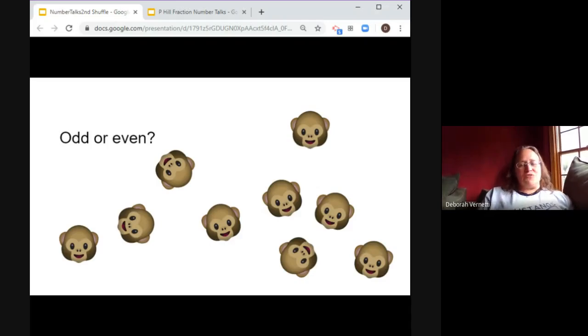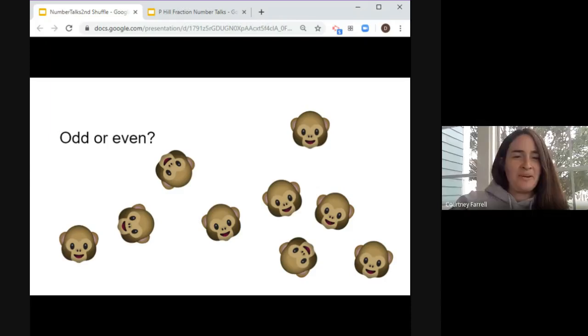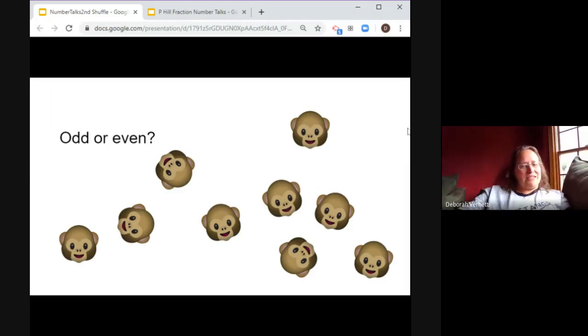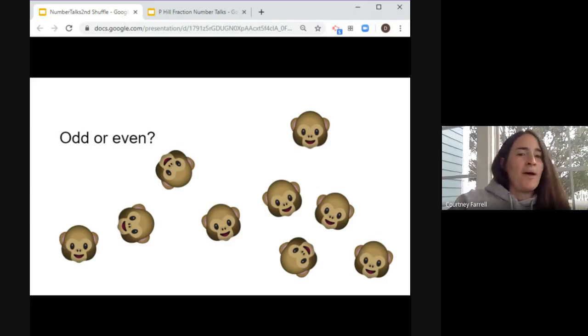So now, Mrs. Farrell, I've got a new picture on the screen. Tell me about this picture. Can you tell me whether it's odd or even? Well, as I'm looking at these monkeys, first of all, I noticed they're not set up right next to a partner this time like the bananas. So it takes a little bit more work for me to figure out if these are even or odd. So I am still going to try and pair each of the monkeys up.